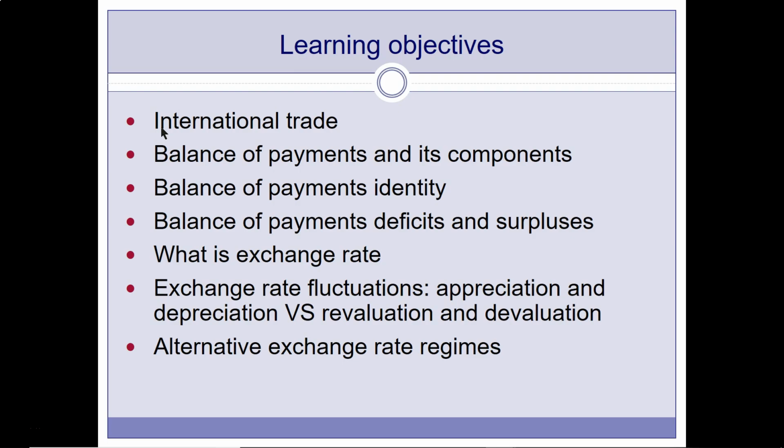In the beginning of this week, we have covered the first half of this lecture. We have learned what international trade flows are, what exports and imports are. Then we moved on to the balance of payments concepts. We have learned what the components of balance of payments are, what the balance of payments identity is, how we can write it down, and how deficits and surpluses occur within our international trade.